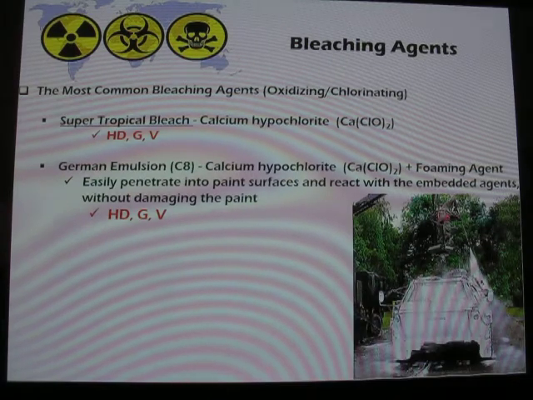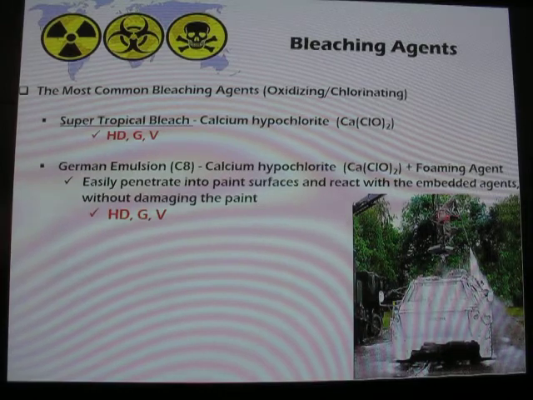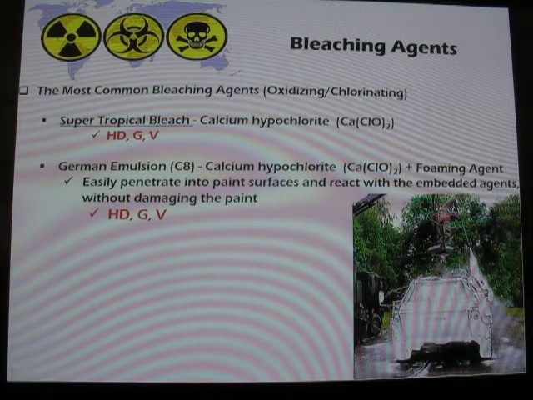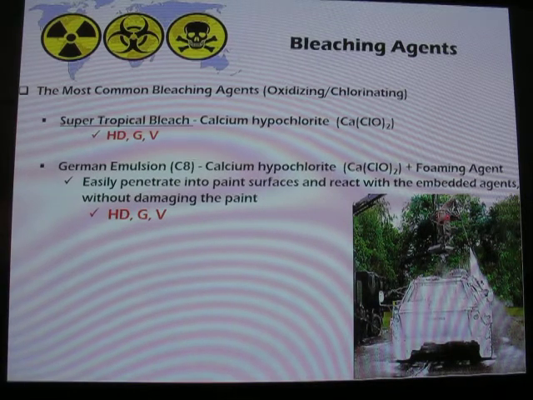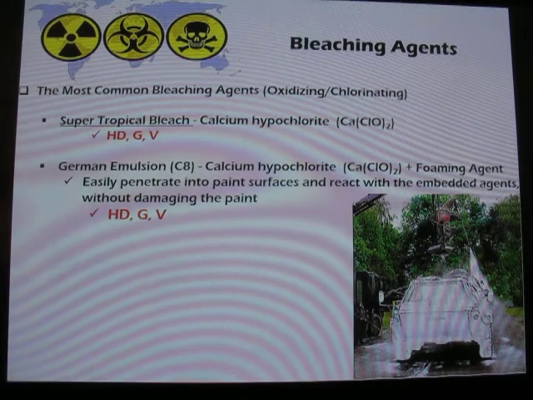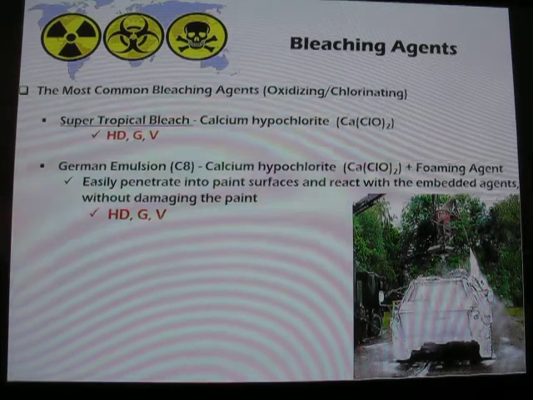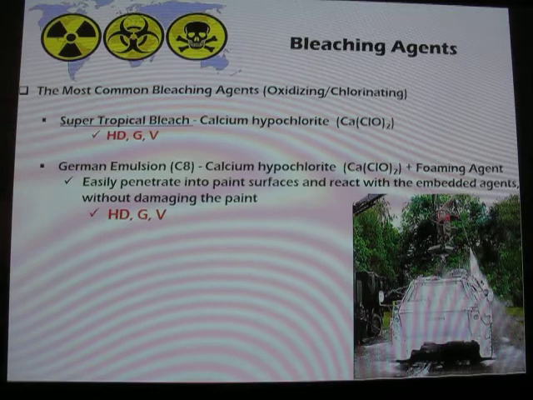Now, in here, you're looking at application of German emulsion, or C8, to an armored personnel carrier. And you will appreciate why the foaming agent gets into all those subsurfaces, nooks and crannies, to neutralize and destroy the chemical warfare agents that are lurking in those places.